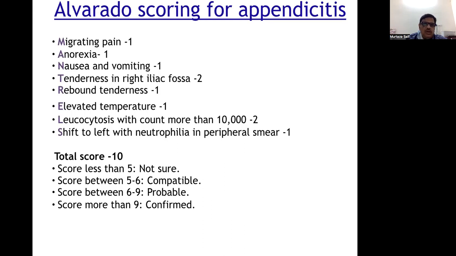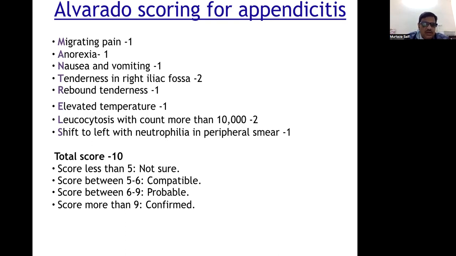Now come to the Alvarado scoring for appendicitis. When facilities of imaging technology were not available, various scoring systems were used to decide. It is also important today to confirm the diagnosis. Alvarado scoring is very important for appendicitis.